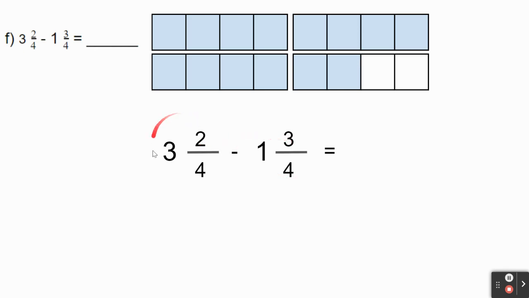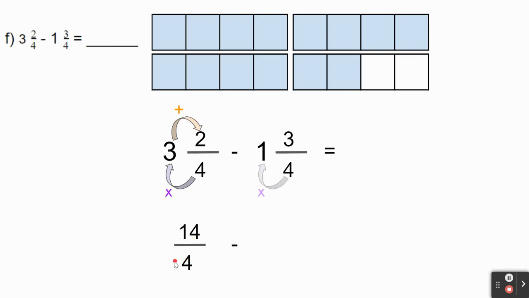So we need to rewrite these mixed numbers as fractions greater than 1. We can do that by multiplying the denominator 4 times the whole number 3. We know that 4 times 3 is 12, plus the numerator 2. 12 plus 2 is 14. So the numerator on top is 14, and the denominator 4 stays the same.